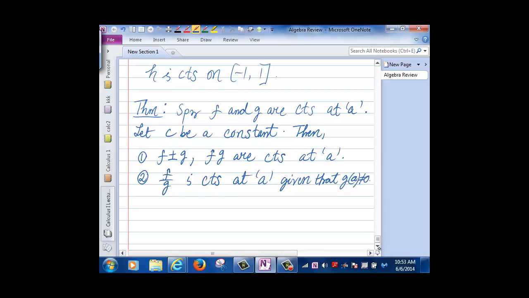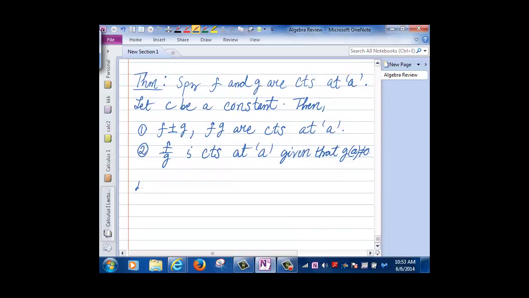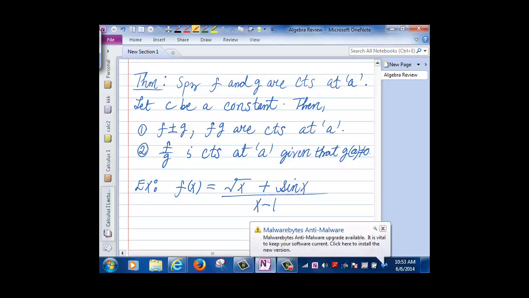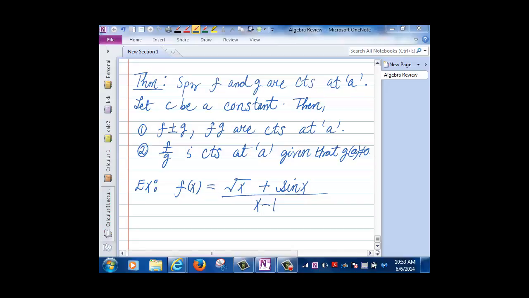So let's look at an example using this. Let's say I have the function f of x given by root of x plus root of x plus sine x divided by x minus 1. Let's say I have this function. I want to know where this function is continuous, okay?